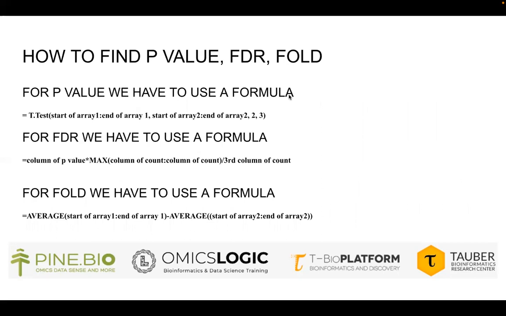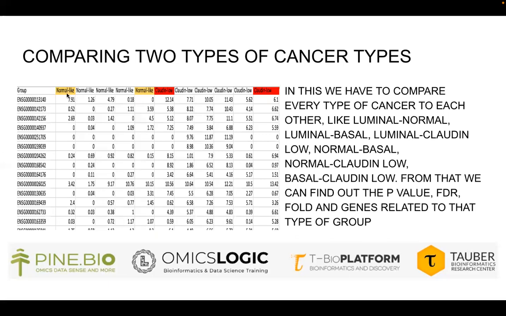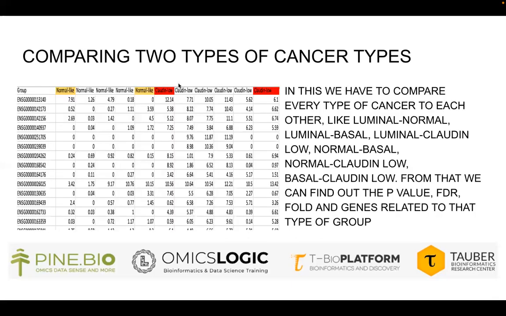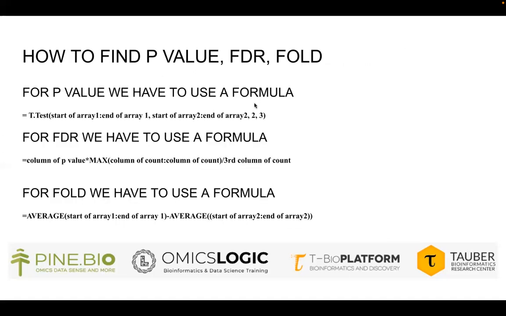So how do we find the p-value in this? We can find the p-value by using equals T.TEST, start of array 1, end of array 1. Let me show you. Start of array 1 is normal-like here, and this is the end. And start of array 2 and end of array 2. This is the start of array 2 and this is the end of array 2, comma 2, comma 3. This will give us the p-value.